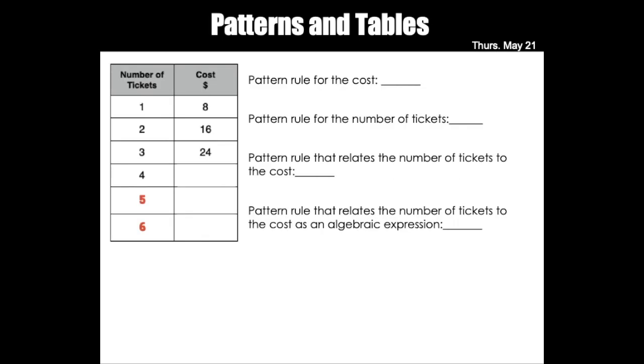Here's an example of a table. This is the number of tickets and the cost. So for one ticket, it's $8. For two tickets, it is $16. For three tickets, it's $24. How much would four tickets be?